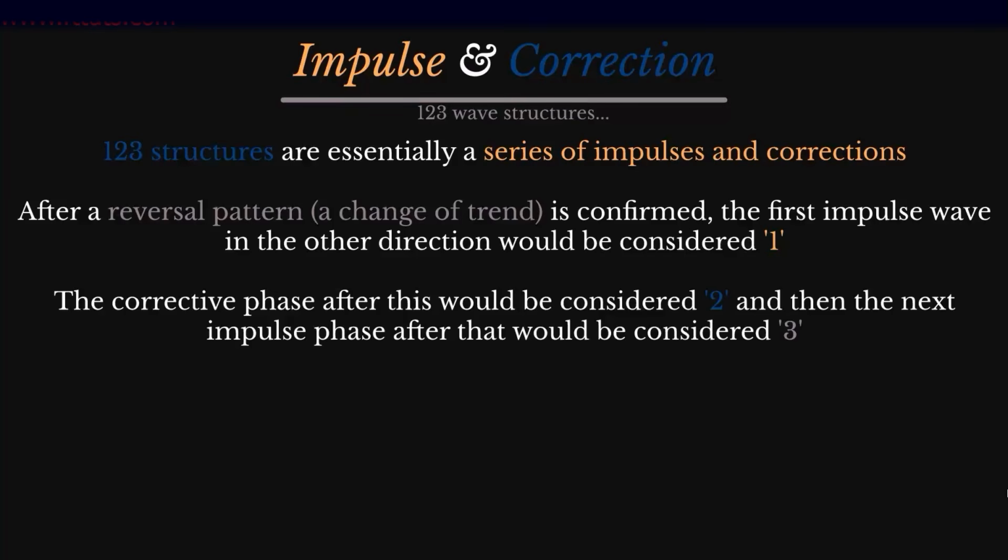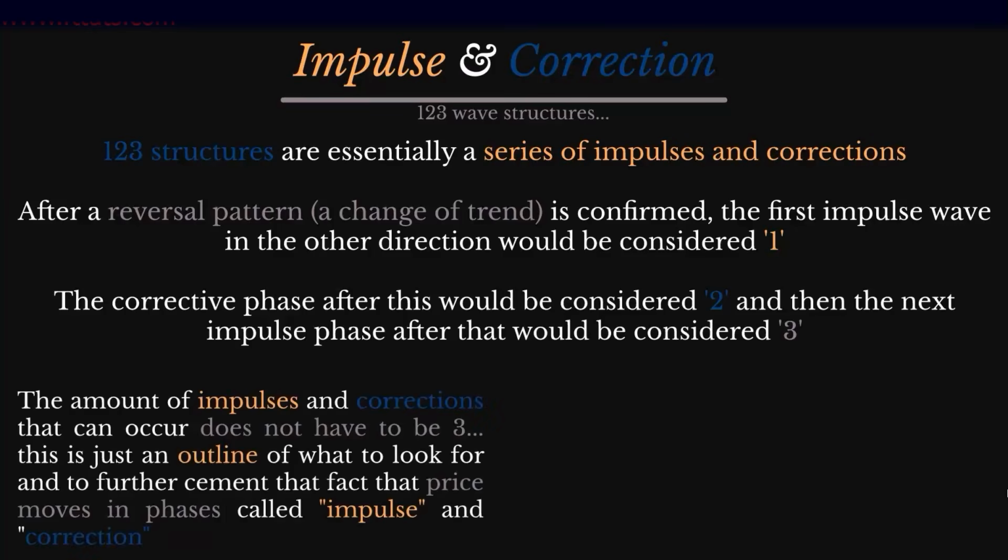So after a reversal pattern, a change in trend is confirmed, the first impulse slash wave in the other direction would be considered one. The corrective phase, the consolidation part, after this would be considered two. And then the next phase, which would be the impulse phase, would be considered three. So really, really simple. Once you learn how to actually identify this on the chart, you'll see how easy it is and how you'll consistently see 1, 2, 3 here, 1, 2, 3 there, and you'll be able to spot them.